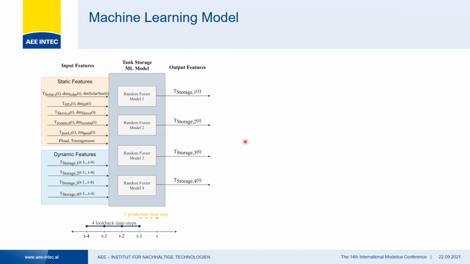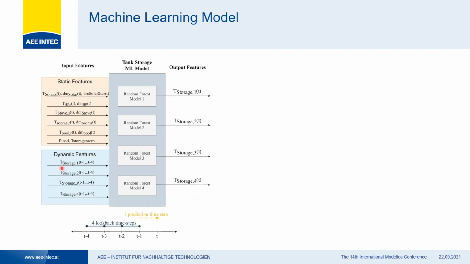We have used the random forest model, which predicts the 4 temperature layers of the storage tank. An overview of the input of the model is given here. The static features are the temperature and the mass flow rates of each heating component: solar, heat pump, stove. Additionally, we have introduced something called P-load, which indicates whether at least one of the components in the system is on, and the room temperature where our storage tank is located.